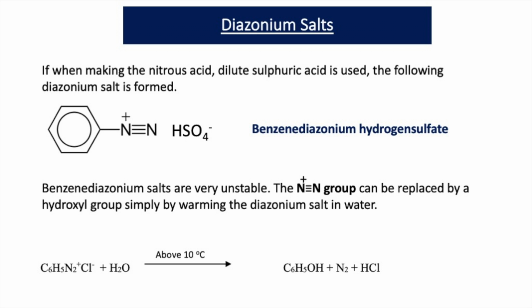Now benzene diazonium salts are very unstable, and this is because this N2 group can be replaced by a hydroxyl group simply by warming the diazonium salt in water. So if the temperature goes above 10 degrees C with benzene diazonium chloride, the nitrogen comes off the molecule. We get an alcohol, so C6H5OH, which is phenol. We get nitrogen and we get HCl.